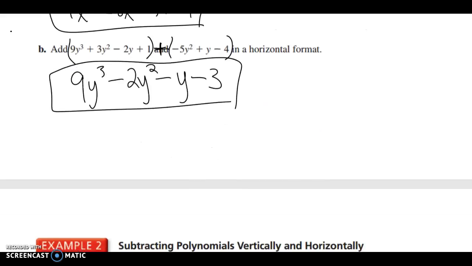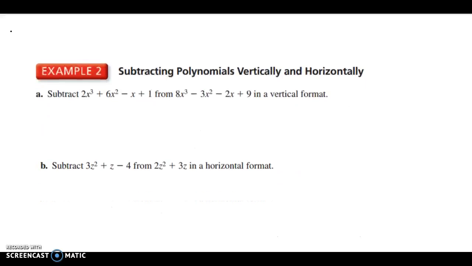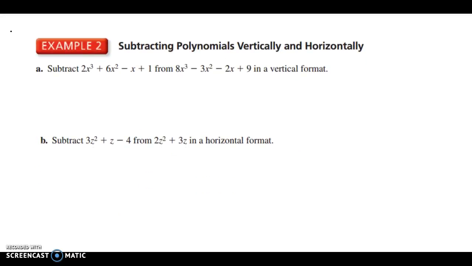Looking at example 2, this is subtracting. So if we want to subtract vertically, that means up and down, we're subtracting the first polynomial from the second. So I'm going to put the one I circled below the second one. So 2x to the third plus 6x squared minus x plus 1.